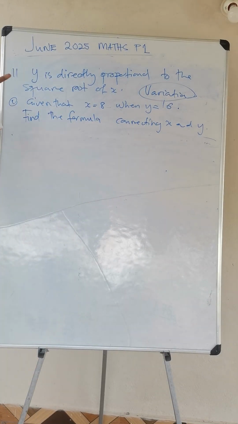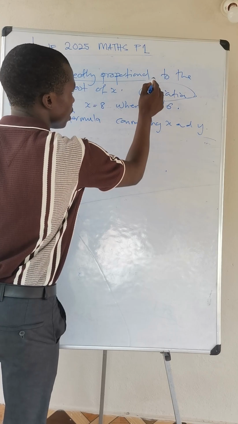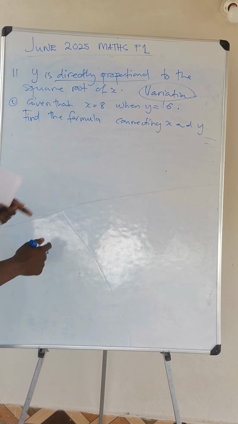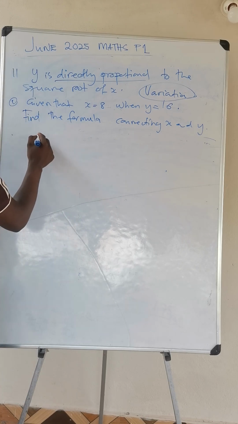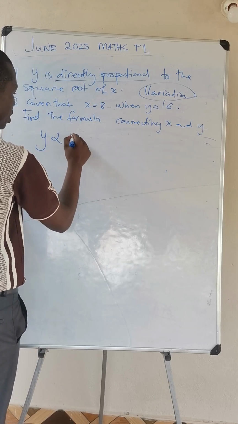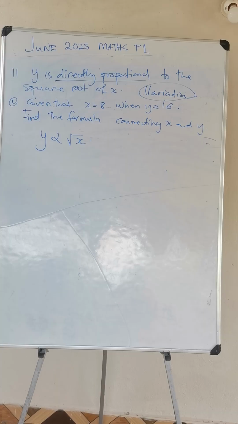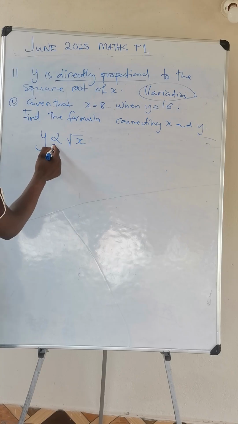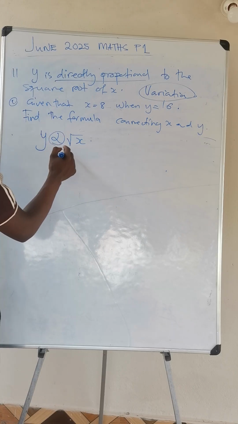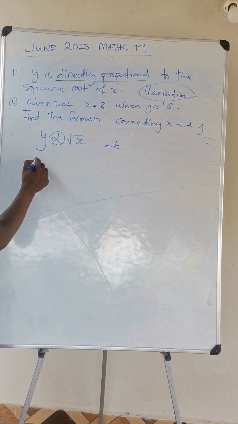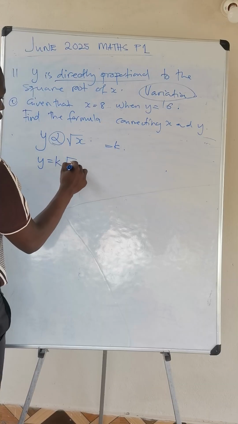Okay, so this is direct variation because here it's directly proportional. As one variable increases, the other variable increases. As a variable decreases, the other variable also decreases. So it's direct variation. Therefore, here it's y is directly proportional to the square root of x. So this is the relationship between the two. Okay, so after that, to remove this variation sign, we replace it with is equal to a constant. So it becomes y is equal to k root of x.